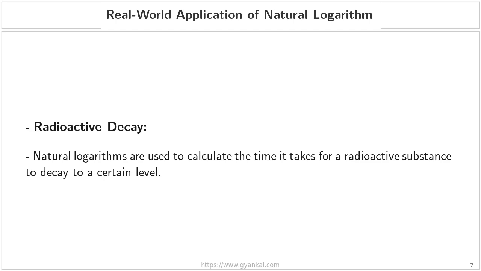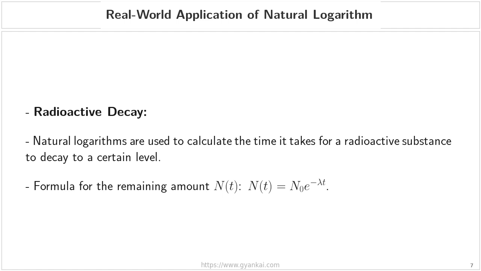Real-world application of natural logarithm. Now that we have a clear understanding of what the natural logarithm is and how we denote it as ln x, let us look at how this is actually applied in the real world. A primary example of this is found in physics, specifically in the study of radioactive decay. Natural logarithms are essential here because they allow us to calculate the exact amount of time it takes for a radioactive substance to decay from its original state to a specific remaining level.